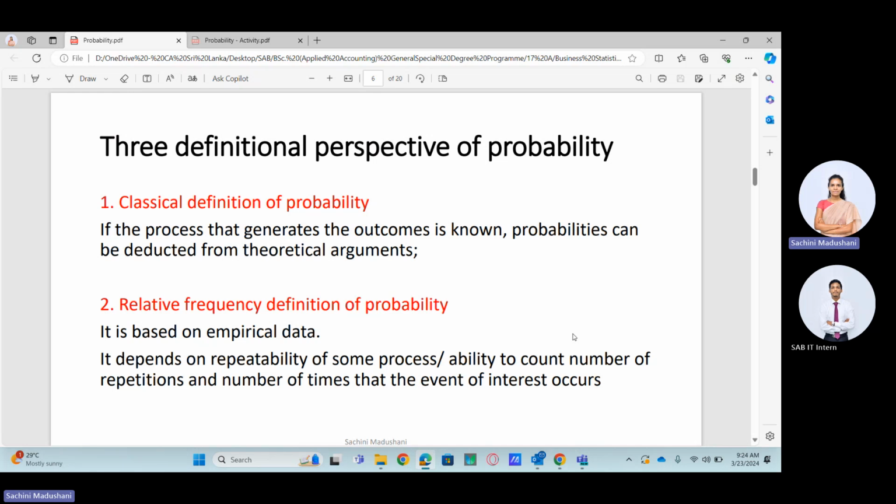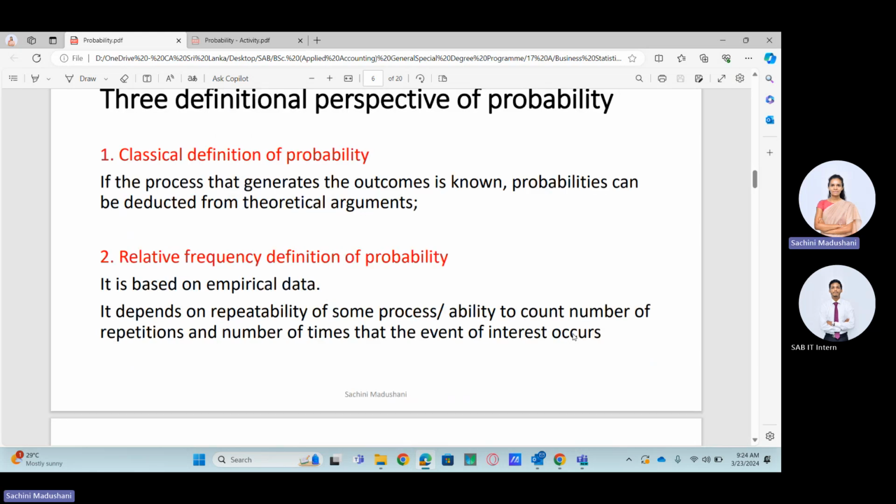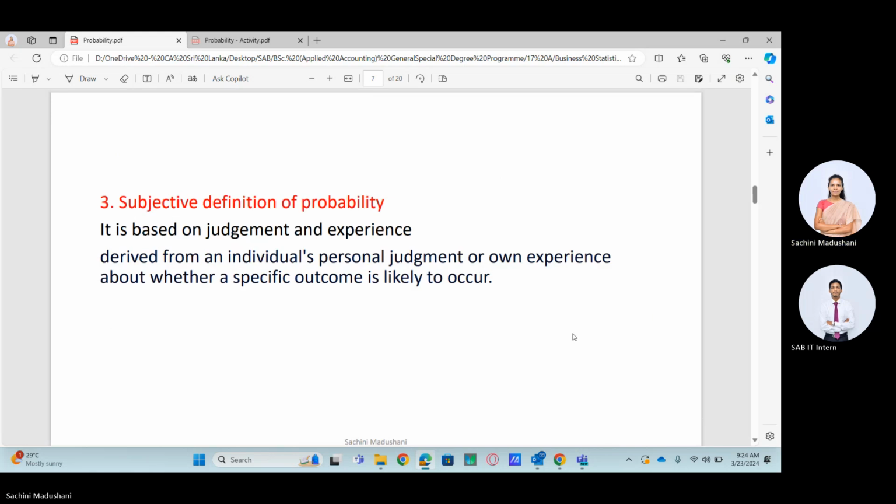The next one is the relative frequency approach. There we must conduct the experiment. We conduct a repeatable process and identify the probability of that particular event, based on empirical data. The third one is the subjective definition. Through this subjective approach, we express the probability based on our personal judgment or knowledge.